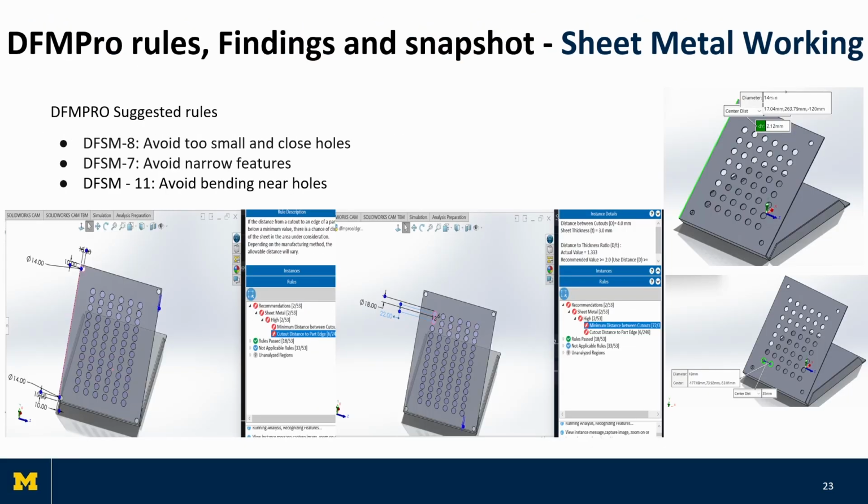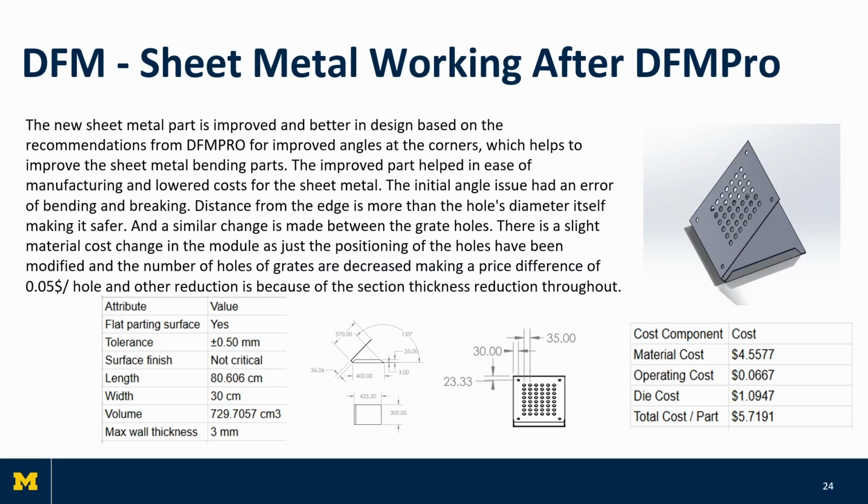Provided by DfM Pro, DFSM Rule 8 states to avoid close holes. This feature is observed in the grate design, and there are also DFSM Rules 7 and 11, stating to avoid narrow features and to avoid bending near holes. Both were not properly followed by the 4 holes at the edges, which also did not follow the 2T rule. This affects the stability as well as the durability of the product.